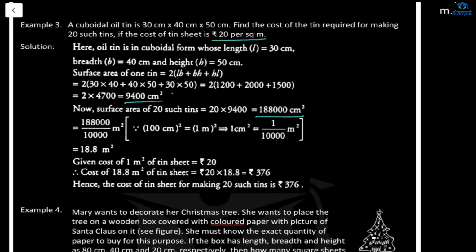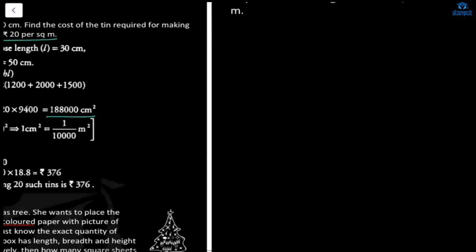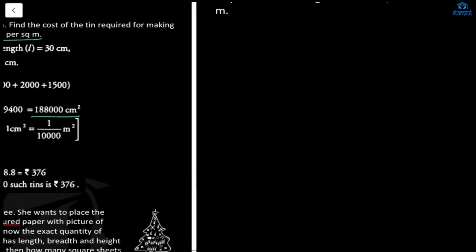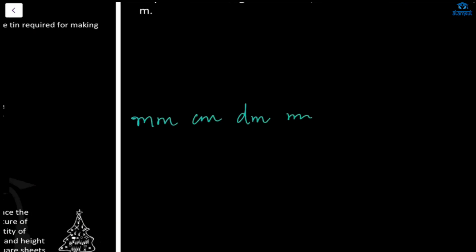This is the easiest table that you can remember, and it will help you throughout your life whenever conversion is there. Millimeter, centimeter, decimeter, meter, decameter, hectometer. Decameter comes before hectometer.